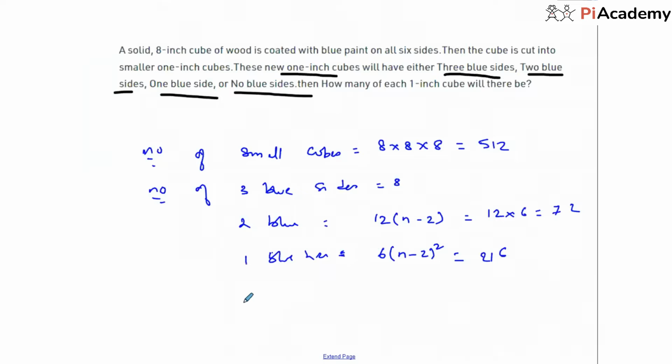And zero faces painted is n minus 2 whole cube, that is 8 minus 2, 6 cube, 216. Correct. Wonderful. Does it make sense to all of you? Yes, sir. Do you think these formulas will be helpful? Yeah. Wonderful. Good. Guys, I want all of you to respond.